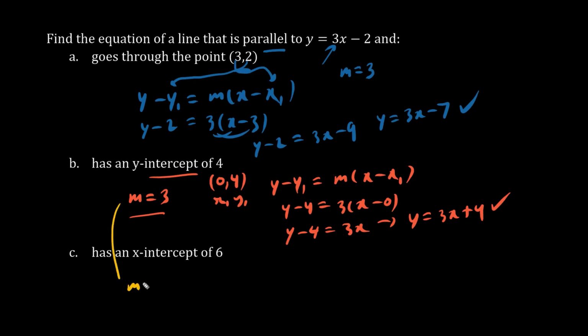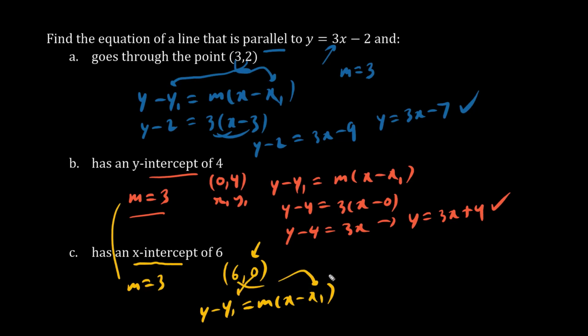Again, we have slope equals 3. When we're finding the x-intercept, we set the opposite of x, y, equal to 0. We use slope-point formula again: y minus y1 equals m times x minus x1, and we substitute. So we have y minus 0 equals 3 times x minus 6. Using distribution, we have y equals 3x minus 18.